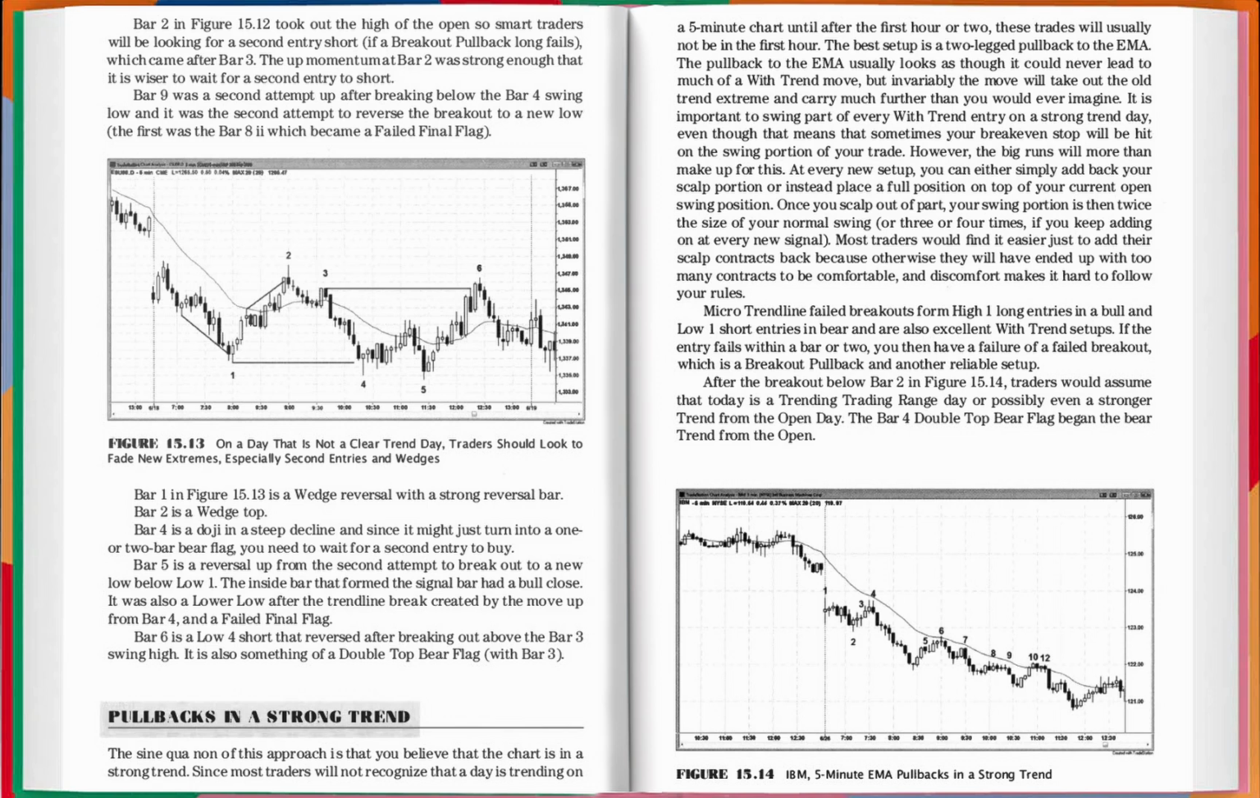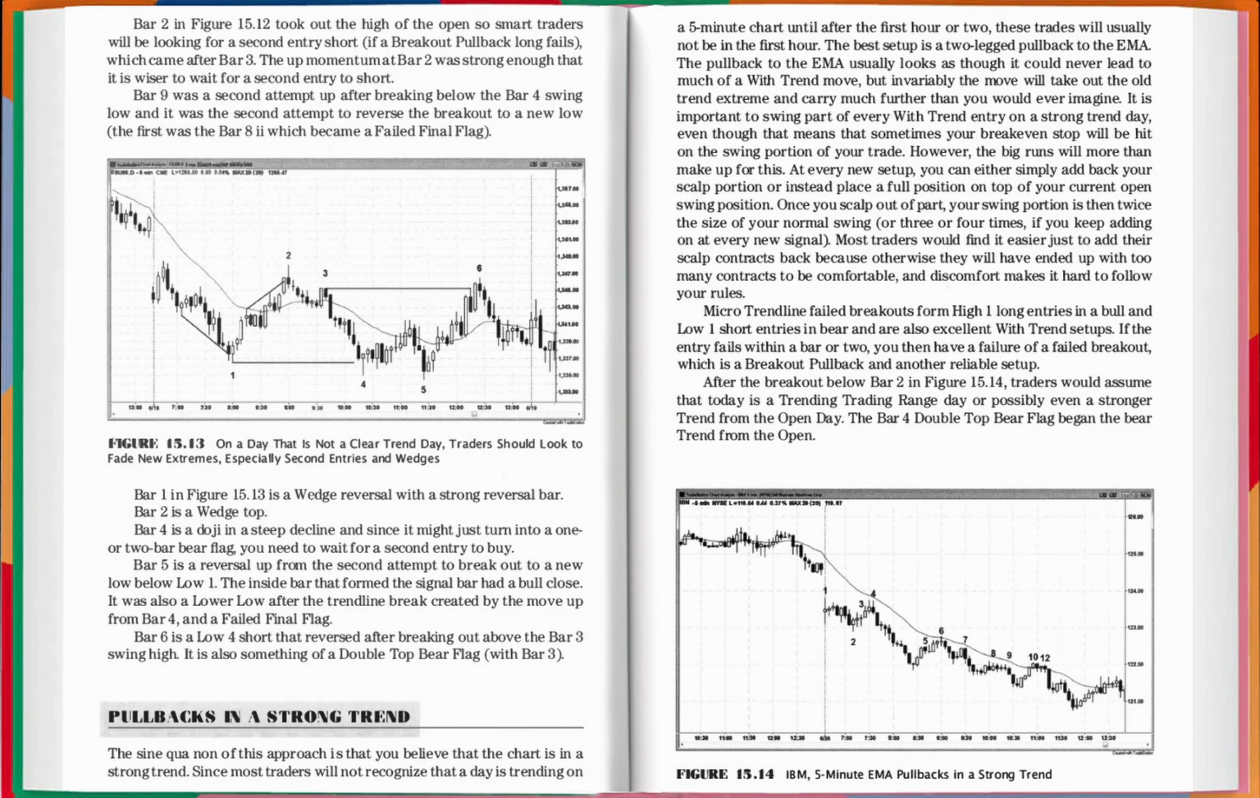Micro trendline failed breakouts form high 1 long entries in a bull and low 1 short entries in a bear, and are also excellent with-trend setups. If the entry fails within a bar or two, you then have a failure of a failed breakout, which is a breakout pullback and another reliable setup.